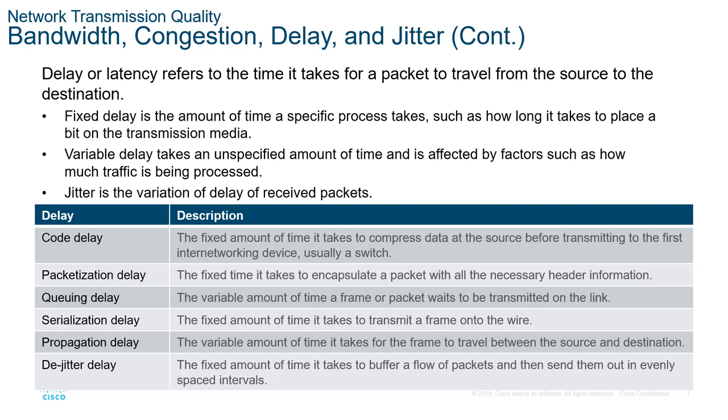And again, the textbook definition of jitter is going to be the variation of delay of the received packets. Not just the sent packets, but received packets. So we can see that we have a few other forms of delay, like a code delay, a packetization delay, a queuing delay, a serialization delay, a propagation delay, and a de-jitter delay. You guys can read the descriptions of each of those.